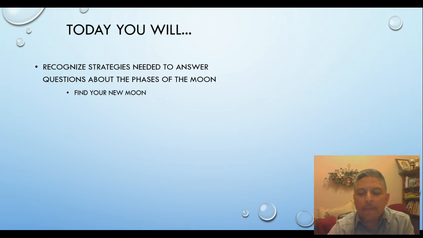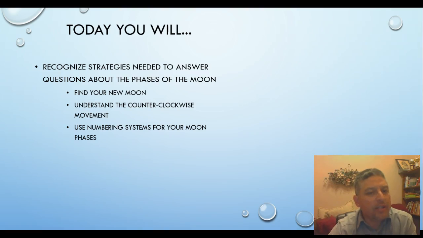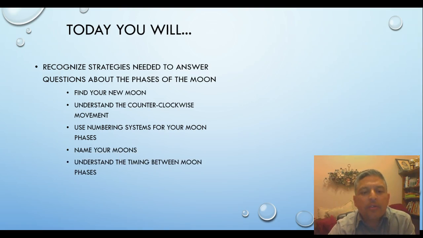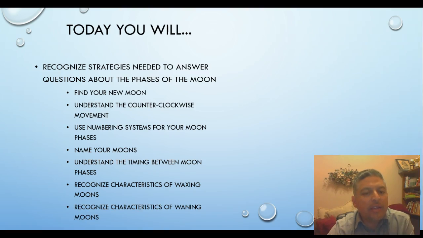So what we are supposed to do first is to find our new moon, and understand the counterclockwise movement of the moon around the planet, using a number system that we are going to teach you, to number the phases of the moon. And of course, you're going to learn how to name the moons. You're going to understand the timing between the moon phases. That is very important, and a lot of the questions are going to be based on that. And to recognize characteristics of waxing and waning moons. So let's get started.